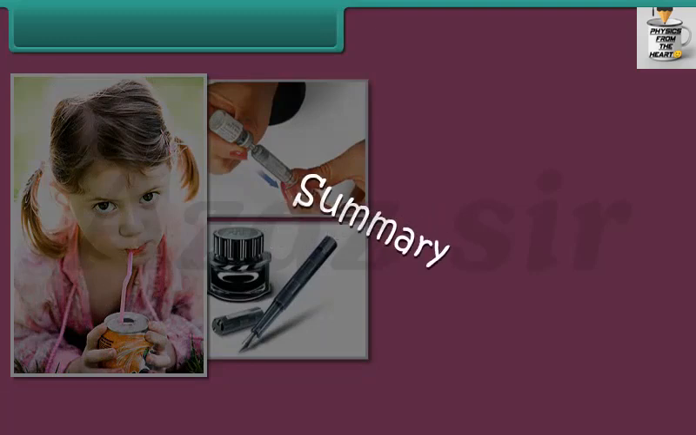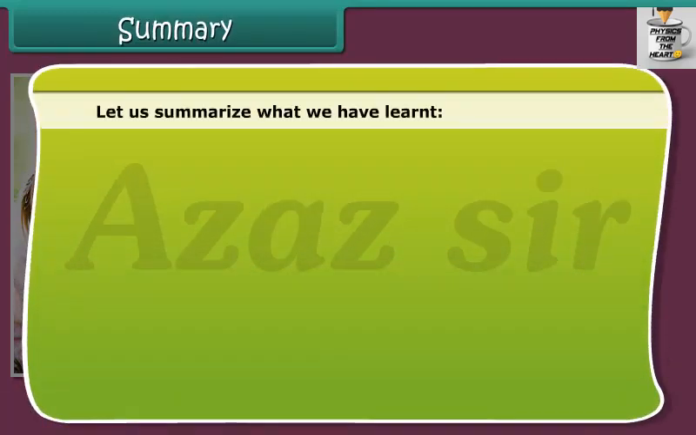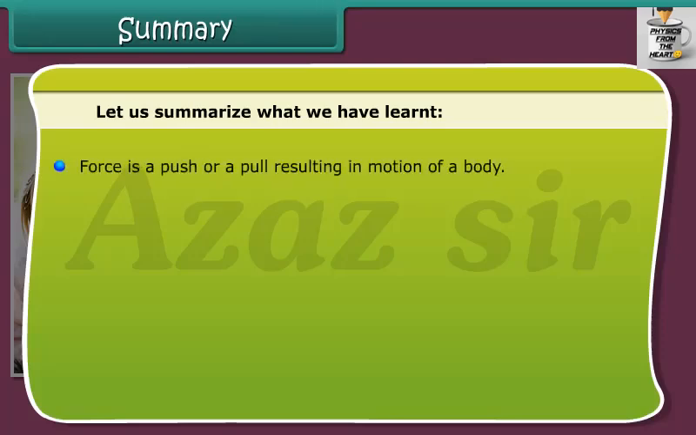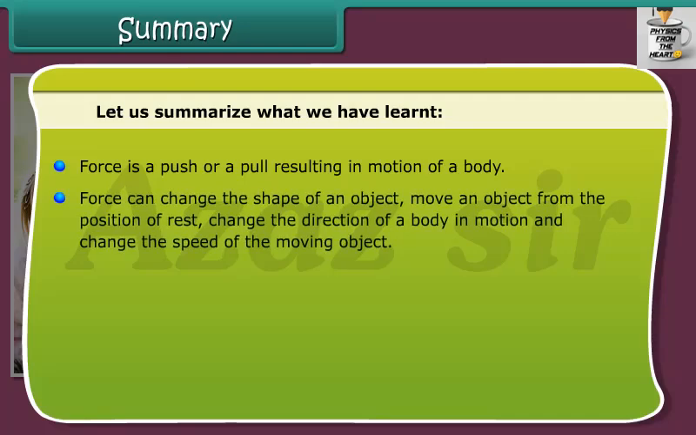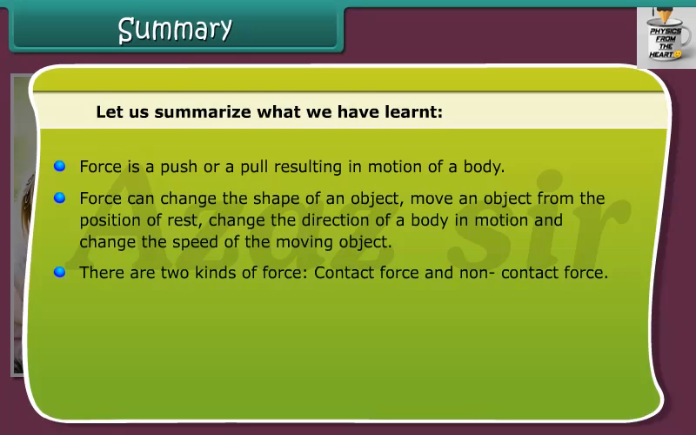Summary. Let us summarize what we have learnt. Force is a push or a pull resulting in motion of a body. Force can change the shape of an object, move an object from the position of rest, change the direction of a body in motion, and change the speed of the moving object. There are two kinds of force: contact force and non-contact force.